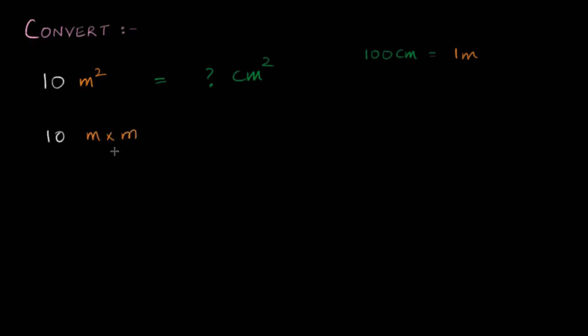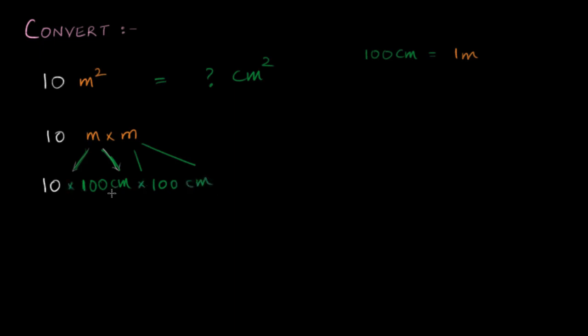And now I'm going to convert my meters into centimeters. And how many meters do I have? I have meters twice, meter into meter. So let me do that. I'm going to write 10. And now this 1 meter is going to become 100 centimeters. And the same thing is going to happen to this meter as well. That's going to become another 100 centimeters.